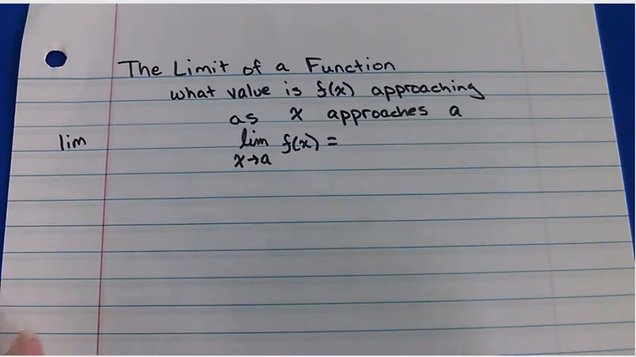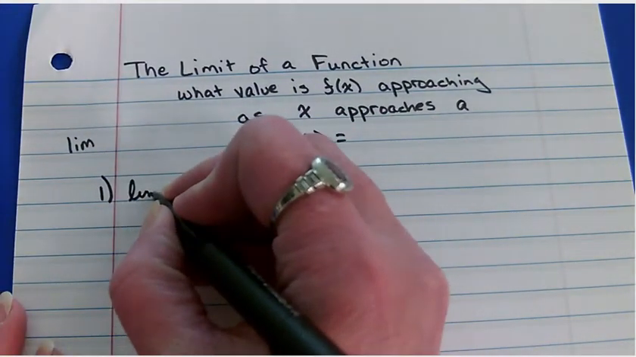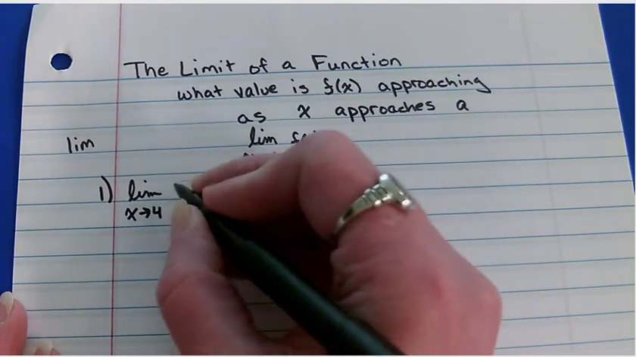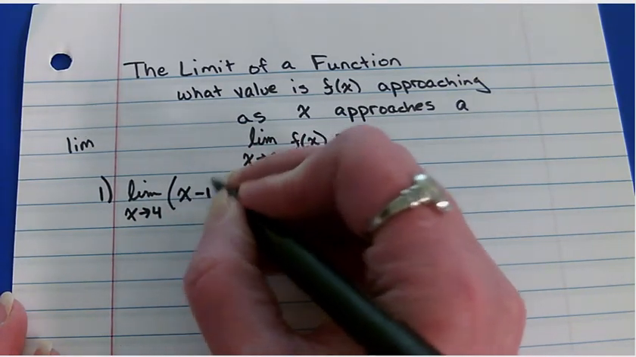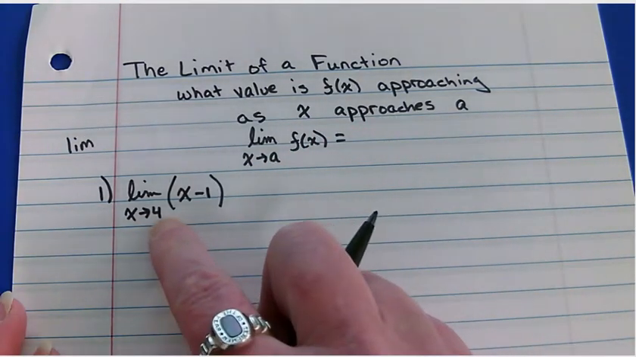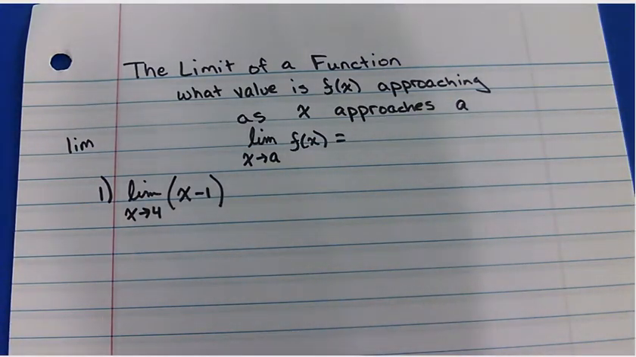So I'm going to start off with a really simple example. Let's say I have the limit as x approaches 4 of x minus 1. I don't really want to know what the output is right at 4. I mean, I'm kind of going for that. But what I want to know is what we're approaching.